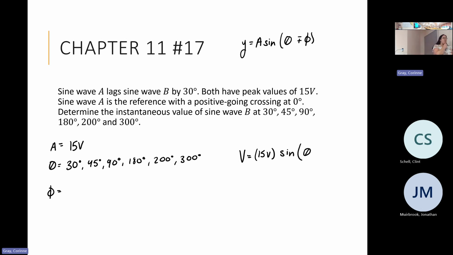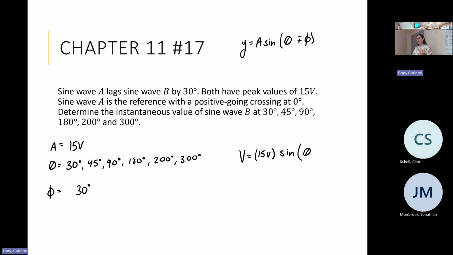And then what else do we have? What's our phi value? It's not 0 in this case. So we have 30. In this case, it is given to us in degrees. Everything's in degrees, so we can keep it in degrees. Is it leading? So sine wave A leading or lagging B? It lags. And A is referred to as the reference.